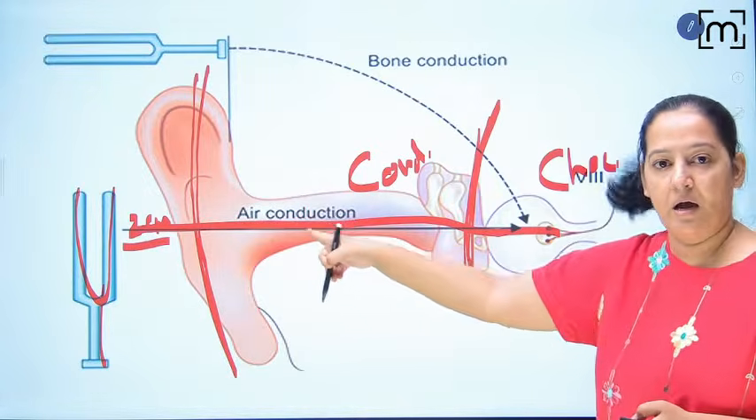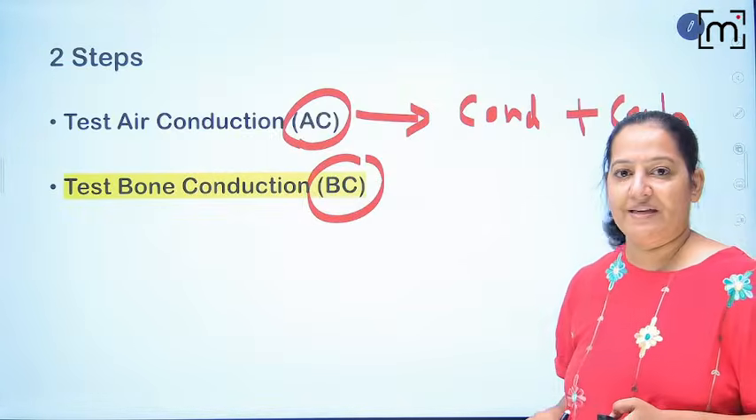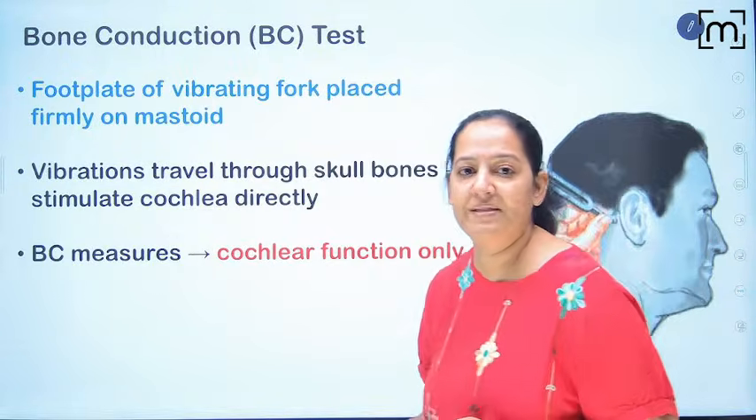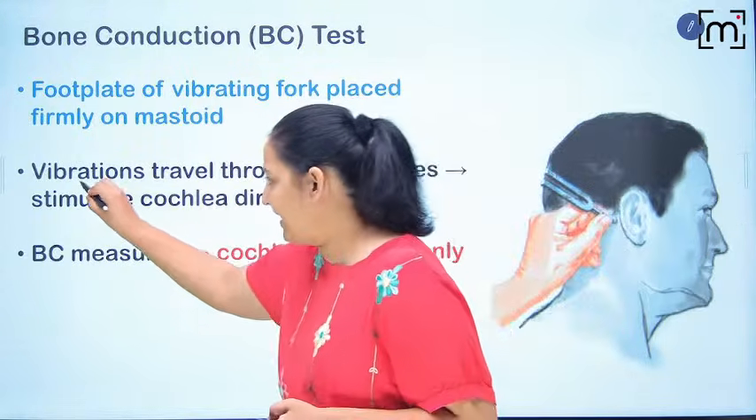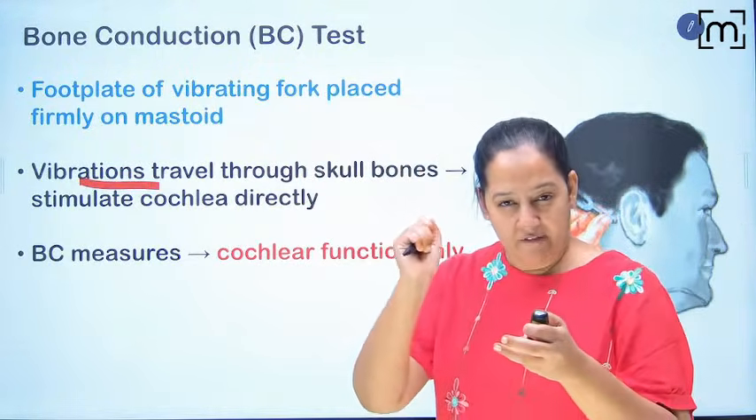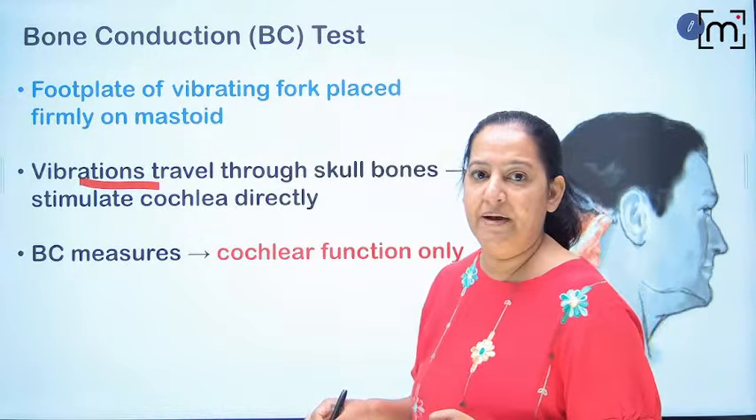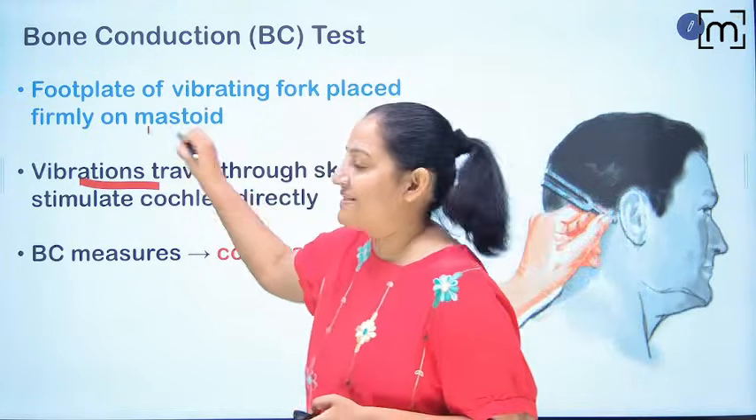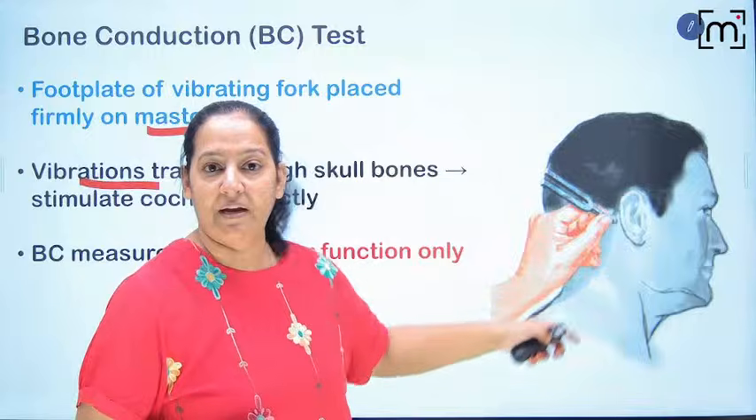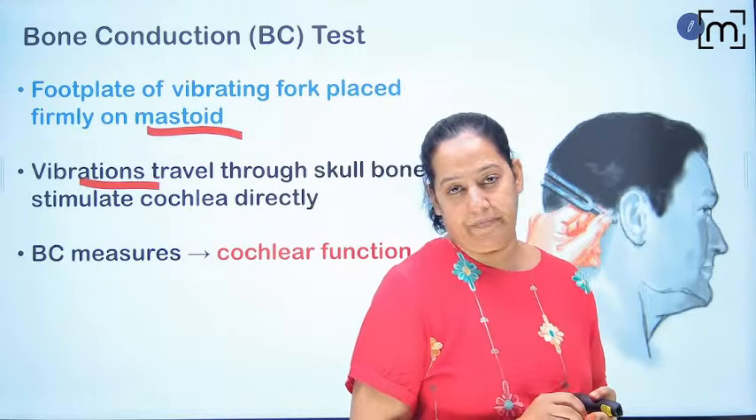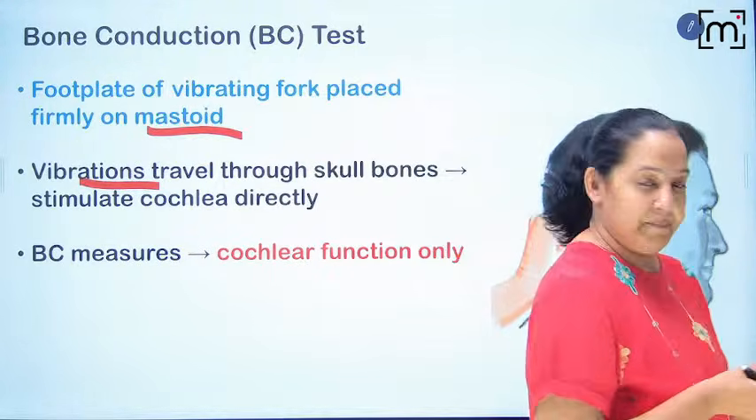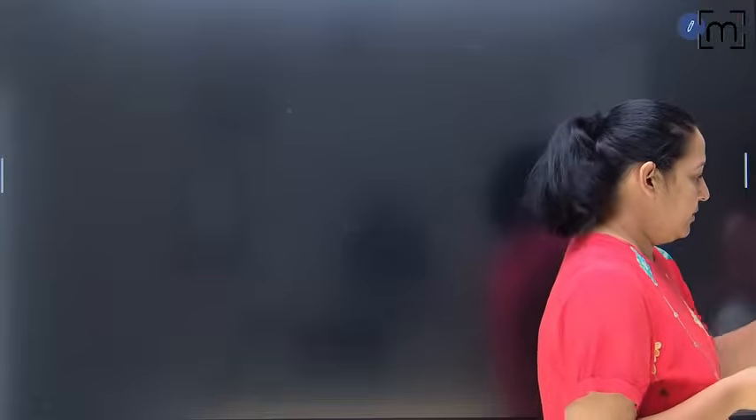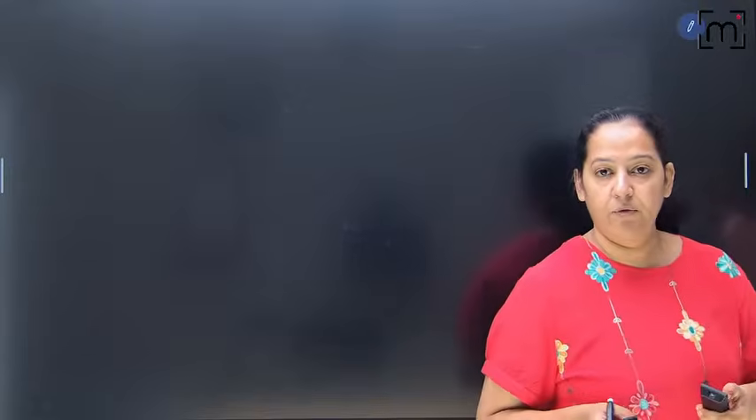Okay, you can see how it is transmitting. Coming to BC. How to perform BC? Vibrate the tuning fork and keep it at the mastoid directly, behind the pinna. Okay, the stem of the tuning fork. So I will perform it. Okay, you can see I'm performing in front of you. Let me zoom it out. So how will I perform it?